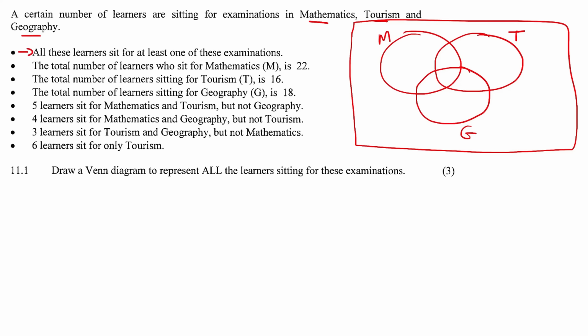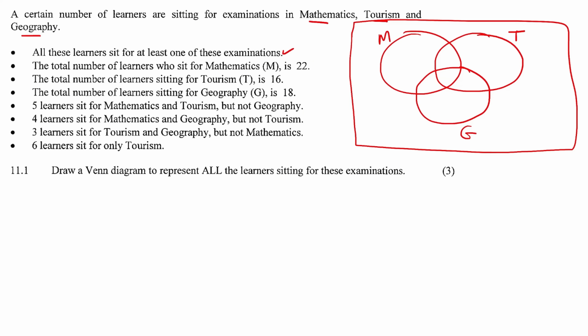But let's see. All these learners sit for at least one of these exams. Okay, so there are going to be absolutely no learners on the outside. There are going to be 0 numbers on the outside. All the numbers are going to be inside these parts here, because they told us that all of the learners write at least one of these exams. Okay, we've used that statement.